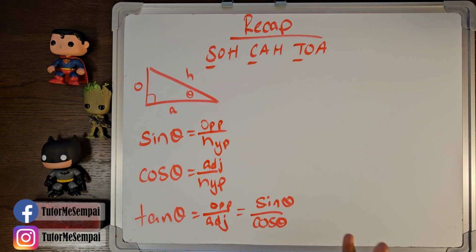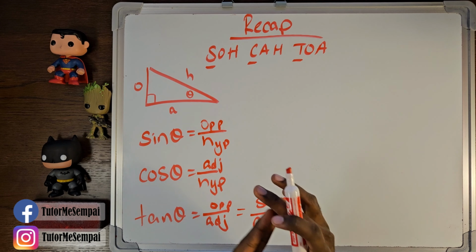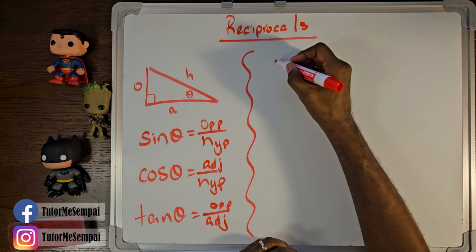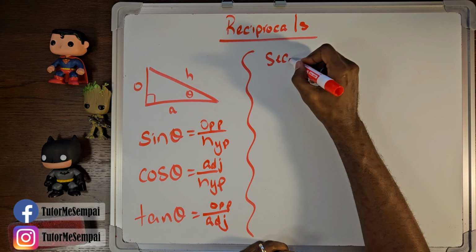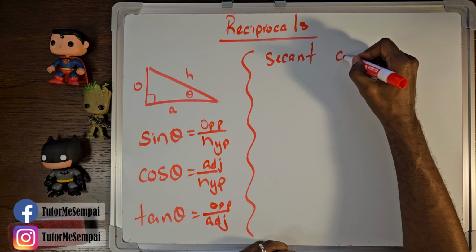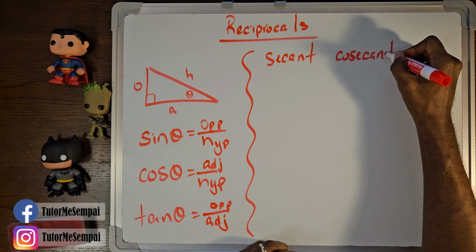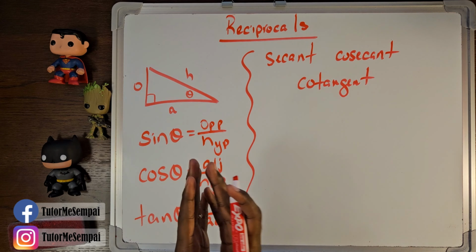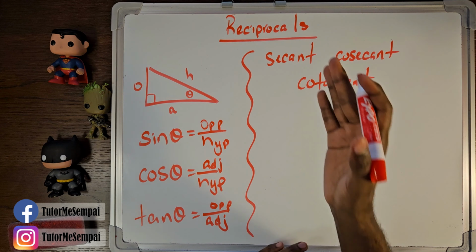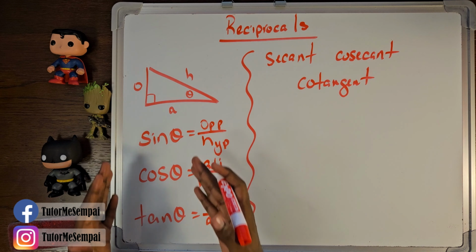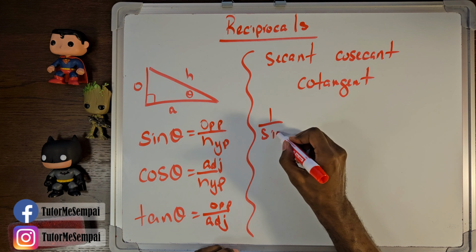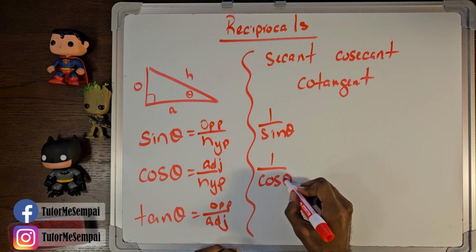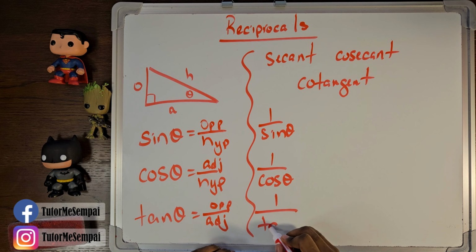But now that we've recapped our basic trig ratios, let's move on to naming and finding our reciprocals. So in regards to our reciprocals, we have 3 of them. We have what we would call secant, we have our cosecant, and we have our cotangent. And these are indeed reciprocals, so technically each of these should correspond to one of these. So we have 1 over sine, that's the reciprocal of sine. We have 1 over cosine, and we have 1 over tangent.